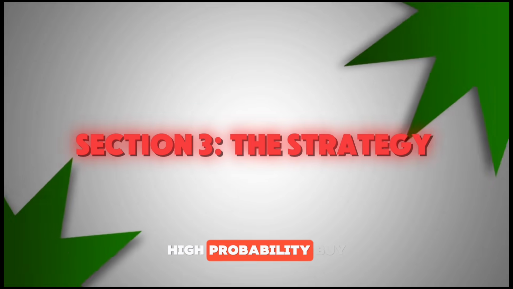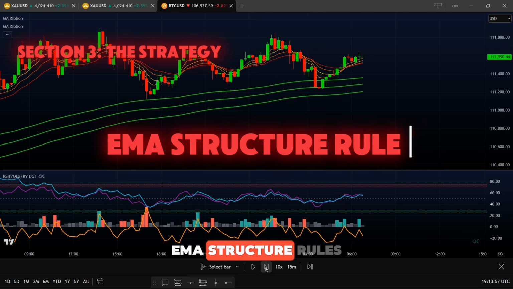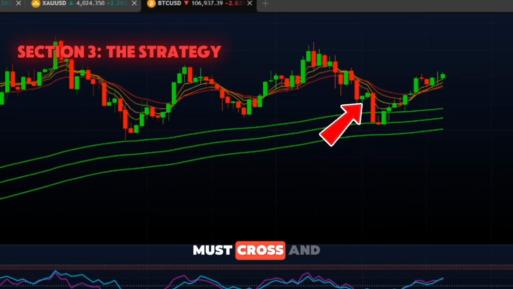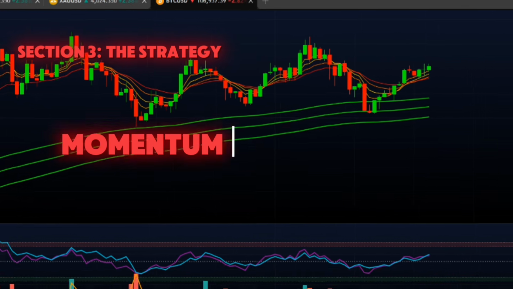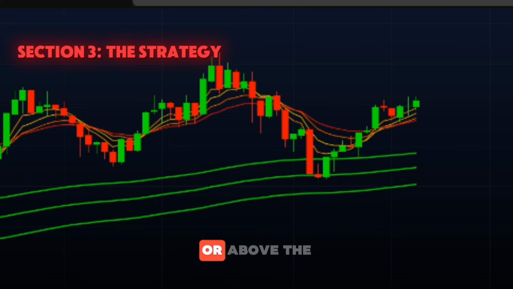To enter a high probability buy trade, we need to see a perfect story unfold on our chart. Every single one of these rules must be met. EMA structure rule, the crossover: price must cross and close above the green trend ribbon. Momentum confirmation: the orange momentum ribbon must cross up to be inside or above the green ribbon.